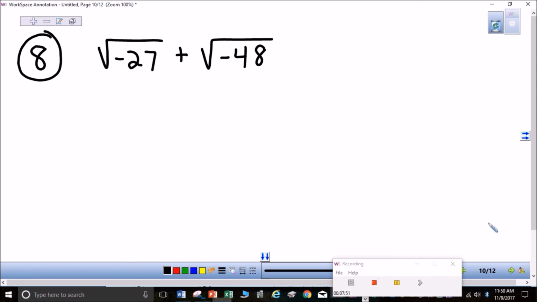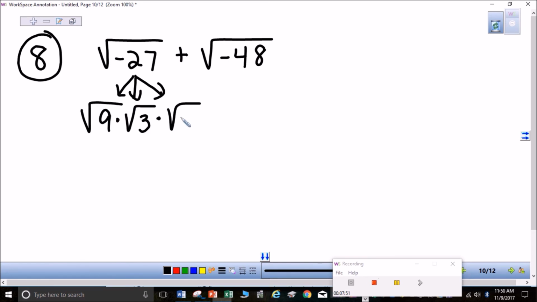Okay, last we're going to finish up by doing some simplifying, looking at some situations that involve the square root of a negative. So square root of -27, we can split that into square root 9 times square root 3 times square root -1. Because those three things multiply together to be -27. So square root 9 is really 3. Square root -1 is i. All right, bring down the plus sign.